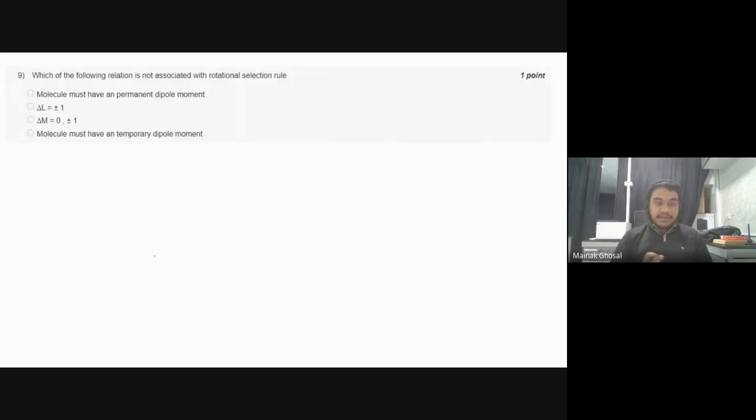Now coming to the ninth question. Which of the following relations is not associated with rotational selection rule? That molecules must have a permanent dipole moment. Second option is delta L equals plus minus 1. For this you can consider delta L as delta J. Delta M is 0, plus minus 1, and also molecules must have a temporary dipole moment. So what should be the answer?